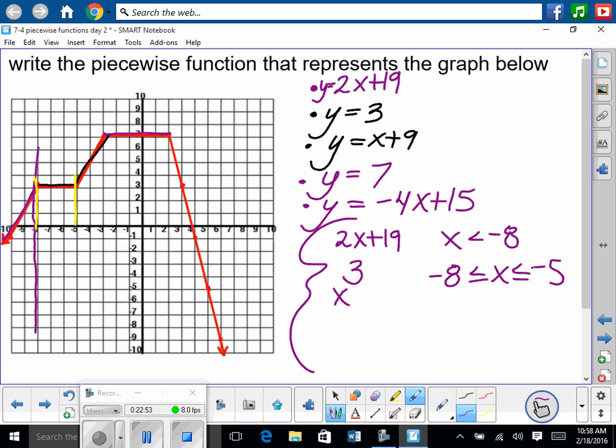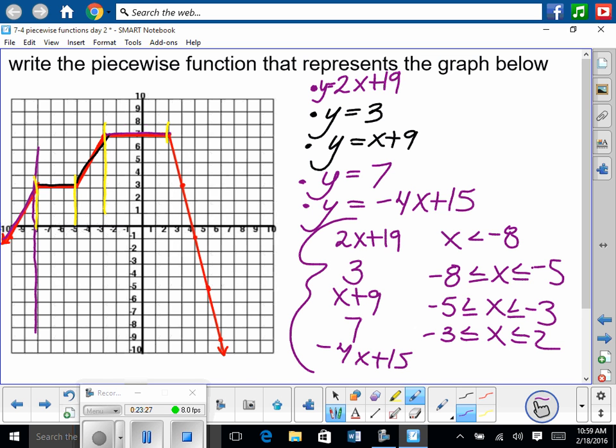Then we have x plus 9, and that was between negative 5 to negative 3. So negative 5 less than or equal to x less than or equal to negative 3. And then we have a 7. And that was between the x values of negative 3 up to 2. A little bit tricky to see. So negative 3 up to 2. And then we had our negative 4x plus 15. And that was for x values greater than 2.